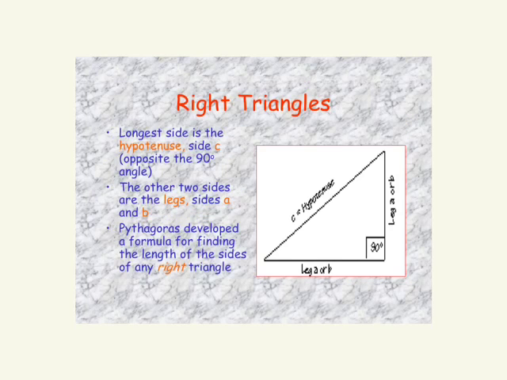Now, the Pythagorean theorem applies to right triangles. So we need you to understand what a right triangle is and the parts of a right triangle. A right triangle is called a right triangle because it contains a right angle, or a 90-degree angle. The longest side is what we call the hypotenuse, and we will call that side C in the Pythagorean theorem. The hypotenuse is always opposite of the 90-degree angle. The other two sides are called legs. We call those sides A and B in the Pythagorean theorem.